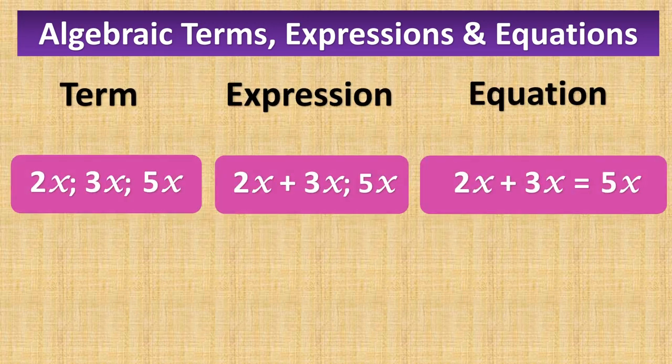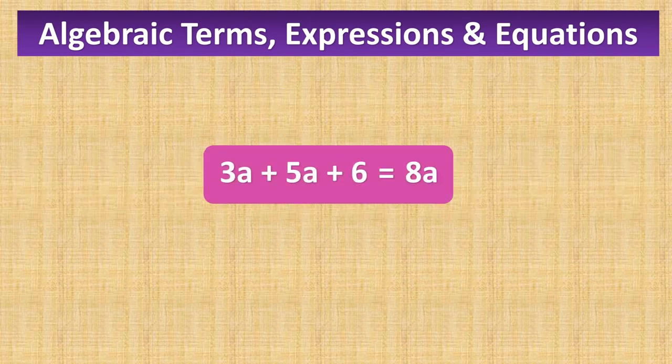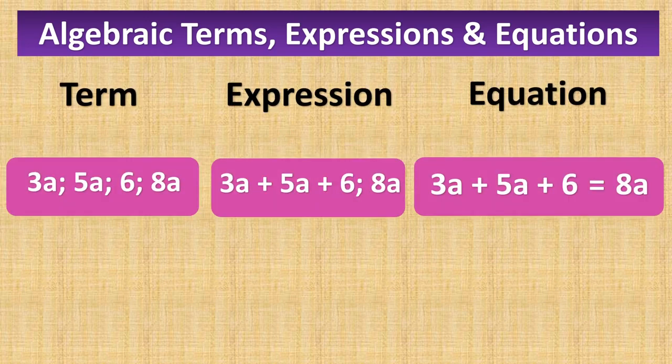An equation is a combination of two expressions combined by an equal to sign. So 2x plus 3x equals 5x. That's the equation, which is made up of two expressions. Let's look at another example. 3a plus 5a plus 6 equals 8a. So this is an equation, and this equation is made up of four terms: 3a, 5a, 6, and 8a. And this equation is made up of two expressions: 3a plus 5a plus 6, and the second expression is 8a.